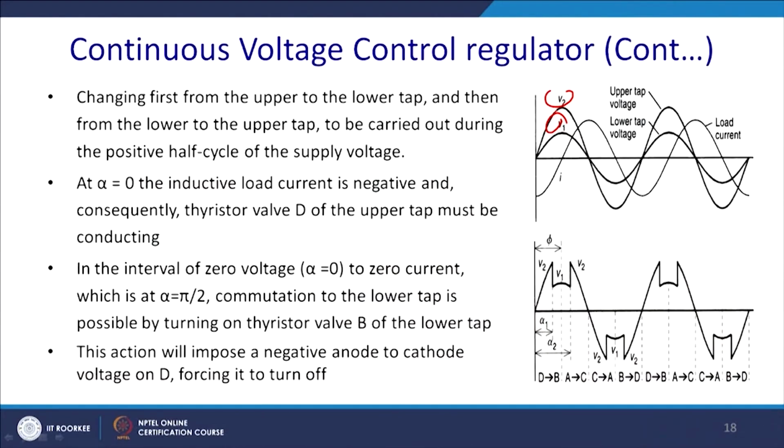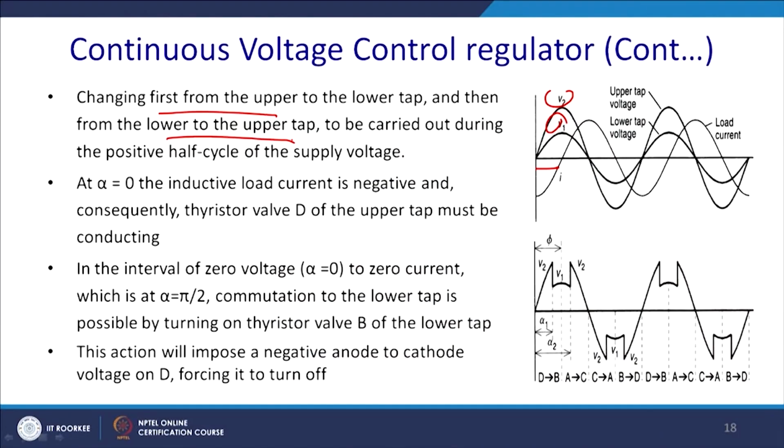Thus, these are the voltages V 1, V 2, and this is the I, which is phase lagged by 90 degree. Thus, what happens is changing first from the upper to the lower tap. So, operation will be different. First the upper tap will be switched on, followed by the lower tap, and then from the lower to the upper tap to be carried out during the positive half cycle of the supply voltage. At alpha equal to 0, the inductive load current is negative.